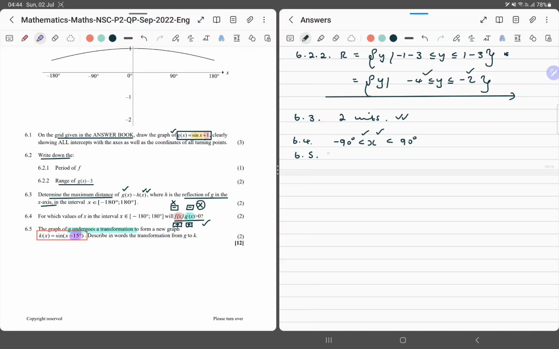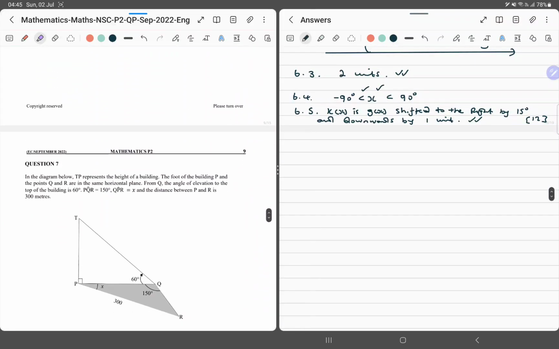So if we describe, we can say here k of x is g of x shifted to the right by 15 degrees and downwards by 1 unit. Okay, easy stuff. So you get your 2 marks for that description, and we walk away with our 12 marks. Nice and easy, nice and easy, nice and easy.